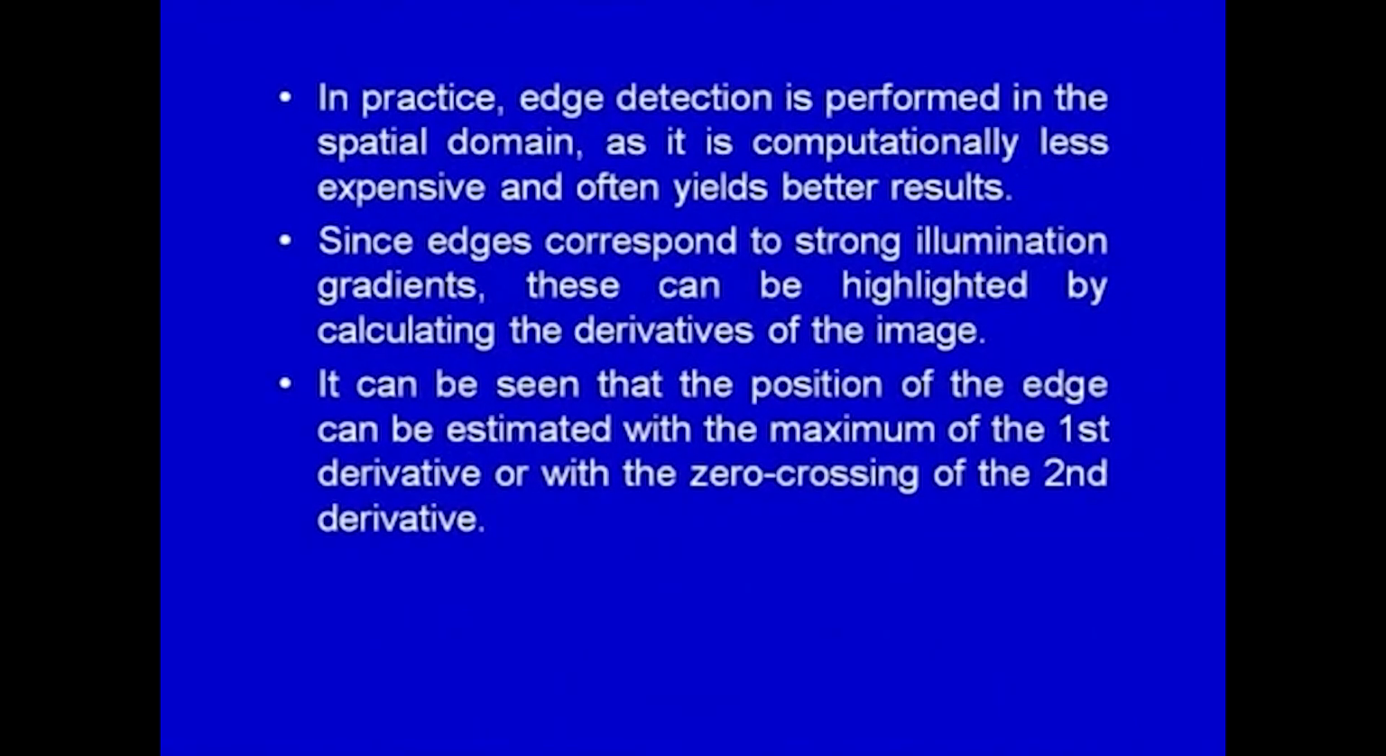In practice, edge detection is performed in the spatial domain as it is computationally less expensive and often yields better results. Since edges correspond to strong illumination gradients, these can be highlighted by calculating the derivative of the image. It can be seen that the position of the edge can be estimated with the maximum of the first derivative or the zero crossing of the second derivative.